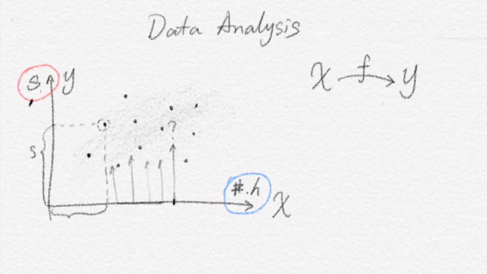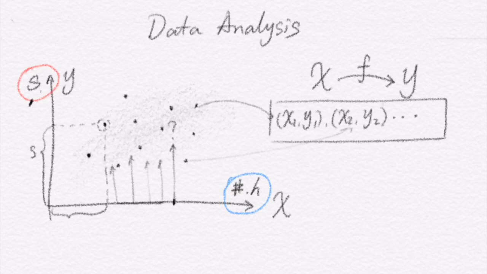Let's look at the elements in our problem of approximating the target function. First, we have a set of samples that are generated from the target function. These are our data.